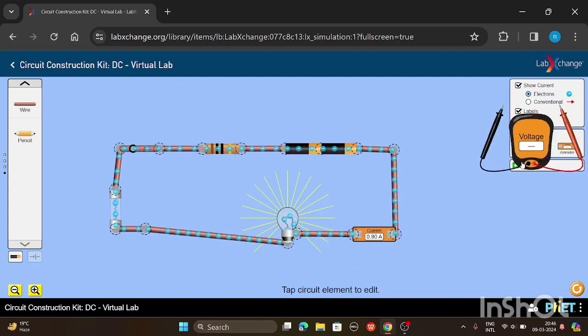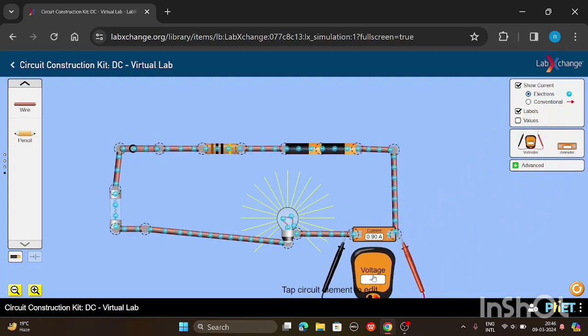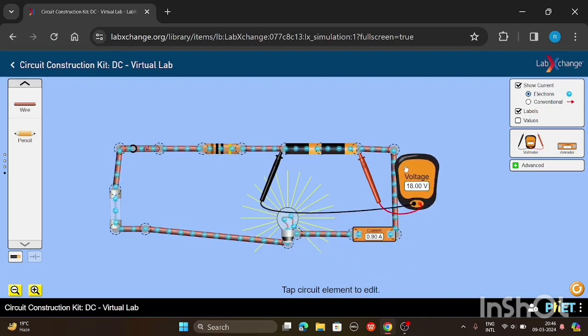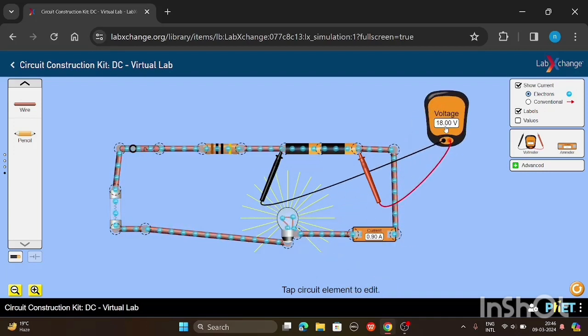We can take a voltmeter here to check the voltage, connect it here at the battery. Yes, so our one cell is 9 volts, so we can see the rating here, it is 18 volts. The voltage of two cells gets combined in series, and it is 18 volts.